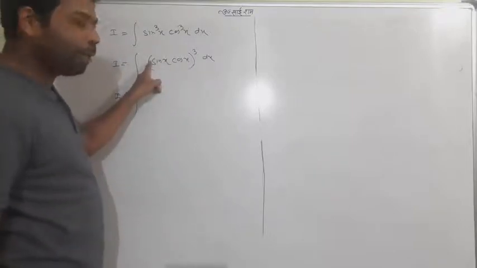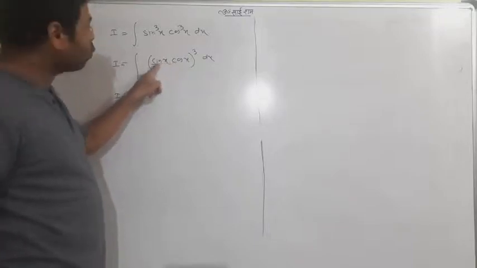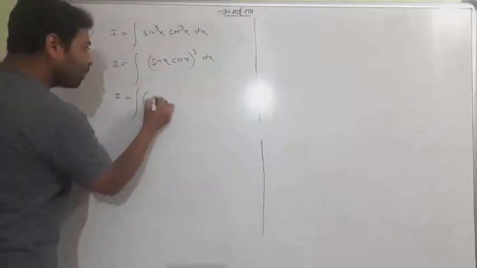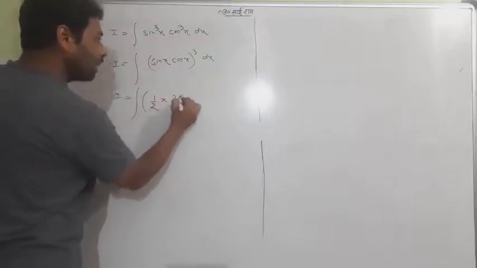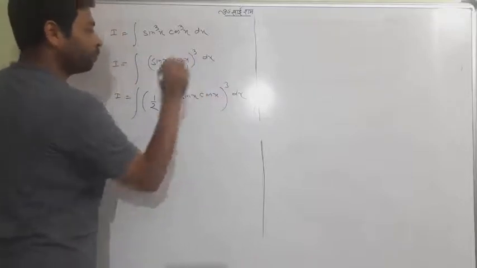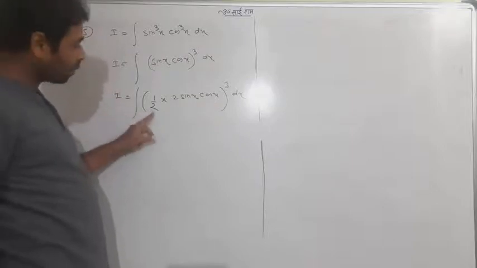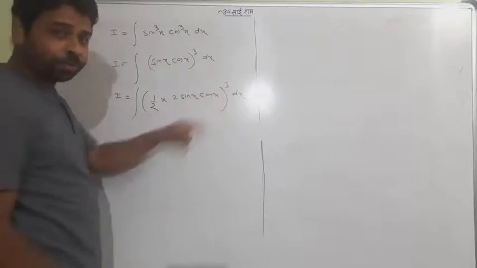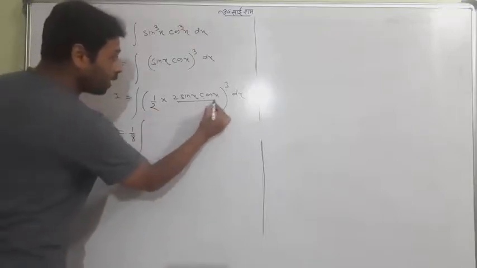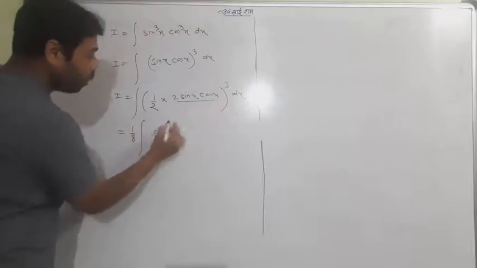If 2 will be here, it's going to be the formula 2 sin x cos x. So I create 2 sin x cos x. Now it is sin 2x. And this 2 will come out: 2 twos are 4, 2 twos are 8. Since it's a power of 3, it's going to be 8. And this 2 sin x cos x will be sin 2x, and the whole cube will be written here.